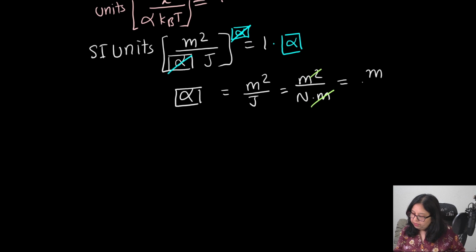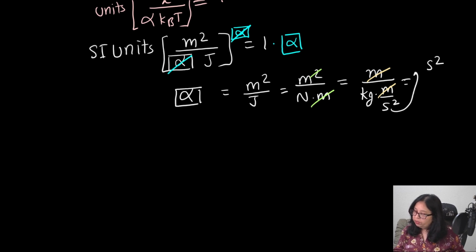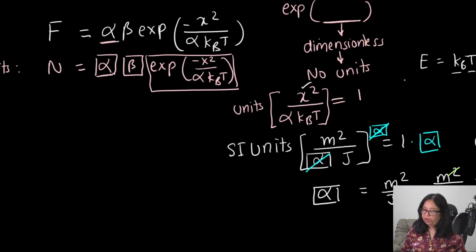Now newton equals kilograms times meters per second squared. That's what 1 newton equals. Now this further cancels out this meter. What am I left with? The second squared goes upstairs, becoming second squared divided by kilogram. How does the second squared go up? The denominator of the denominator is the numerator. Okay. So I got the SI unit of alpha to be second squared over kilograms. Coming back to the problem.